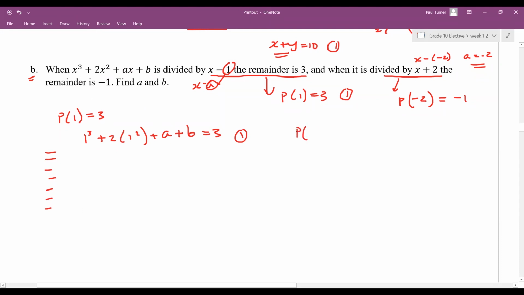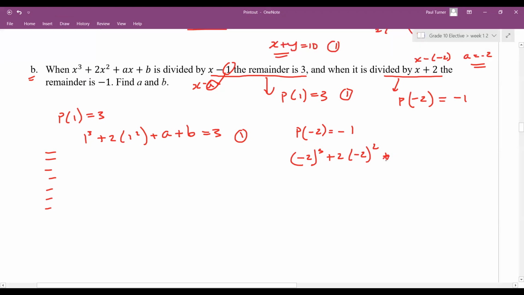P(-2) is minus 1, and then we do exactly the same for that one. You're going to see this kind of question again for sure, because it's very popular in my materials. You'll find it in every textbook that does remainder theorem. So put your minus 2 in. So minus 2 cubed plus 2 times minus 2 squared plus minus 2 times a, minus 2a. So let's make it minus 2a.